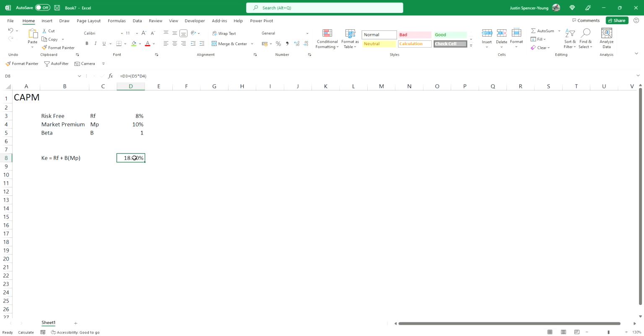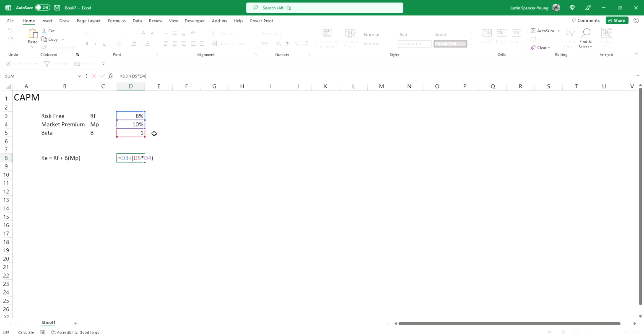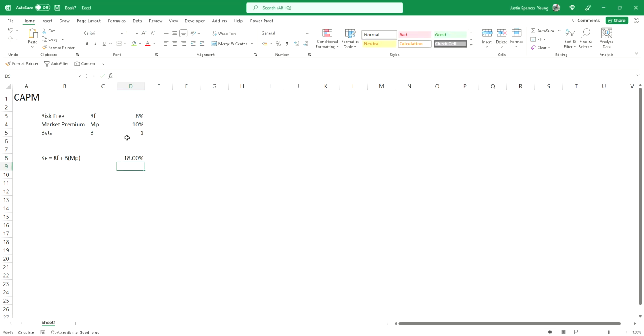Let's do a quick calculation. Here is the CAPM formula. KE is the terminology for cost of equity, which equals the risk-free rate plus beta times the market premium. I've plugged in these numbers here: risk-free rate plus 10% times 1, obviously 10%, and we come out to 18% as a cost of equity. That makes sense. That's the conversation we've been having when we talk about the all-share index. It's the average expectation of return of the market.